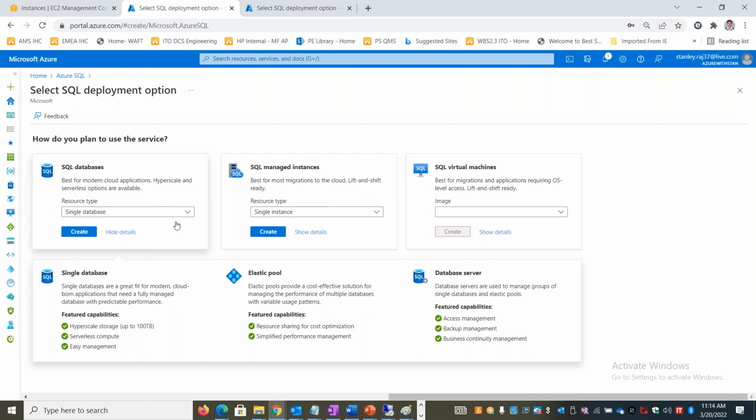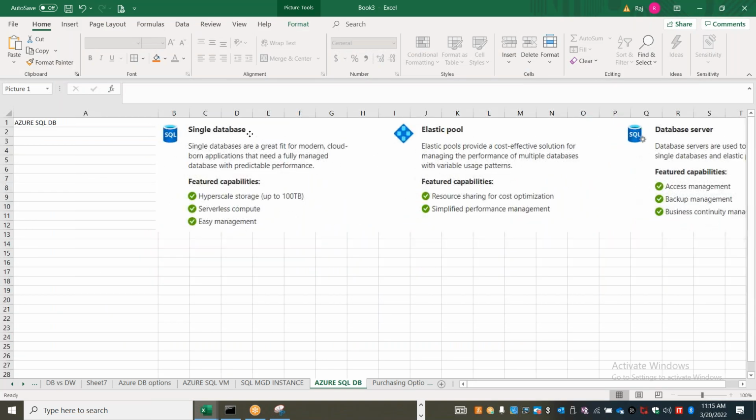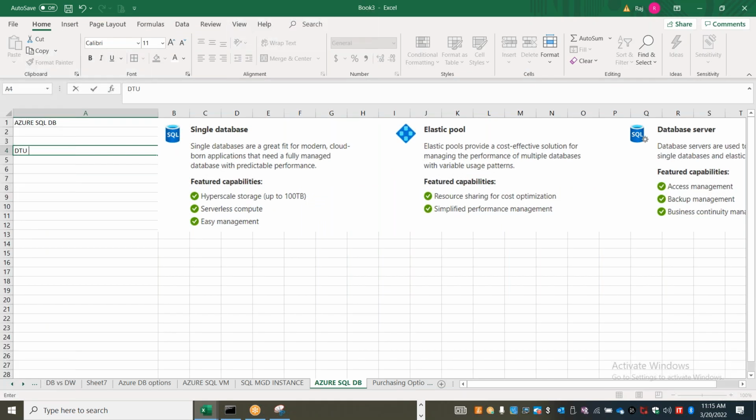Perfect. So now there is one more sub-classification here. Let me just quickly compare this. Based on your requirement in the cloud, whenever we talk about databases, we talk about performance. Whenever we talk about performance, we need to understand from the business how many database transaction units, how many DTUs, we need.